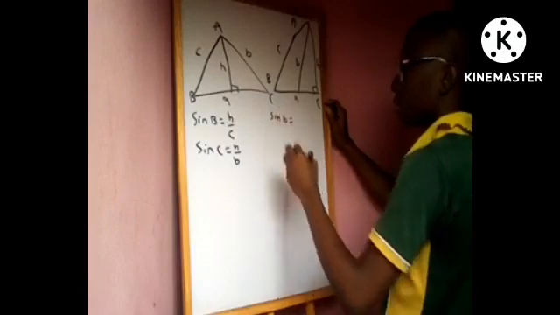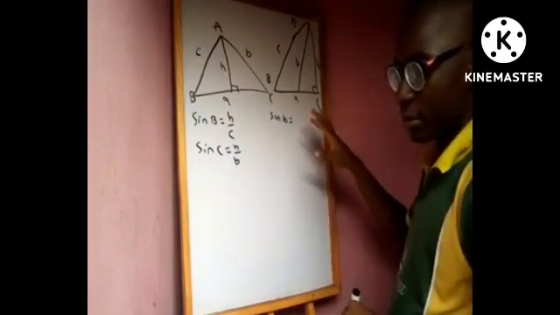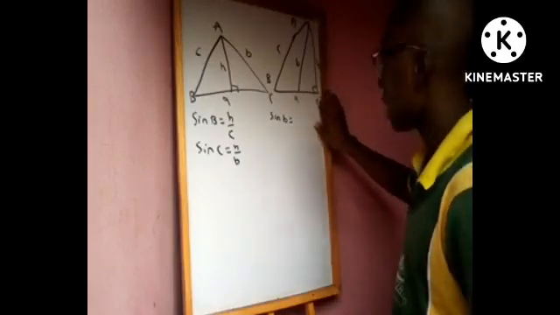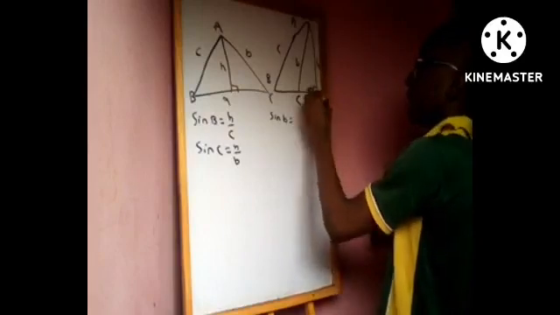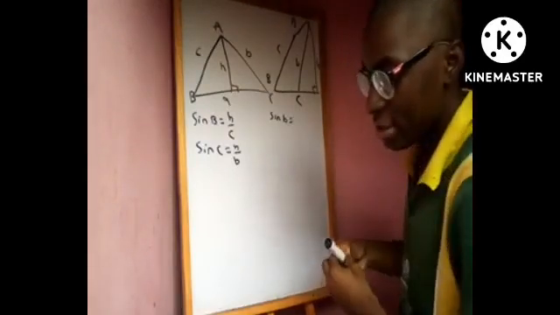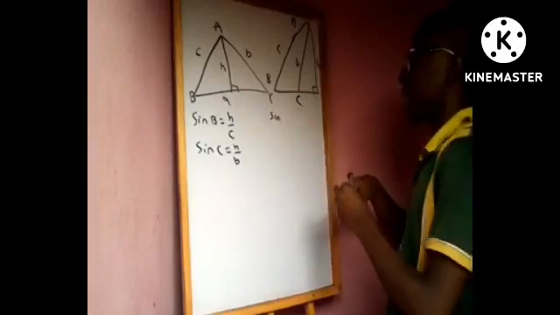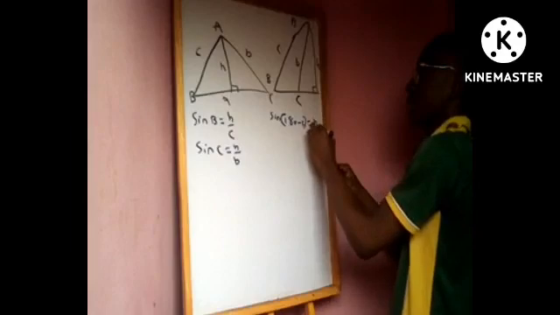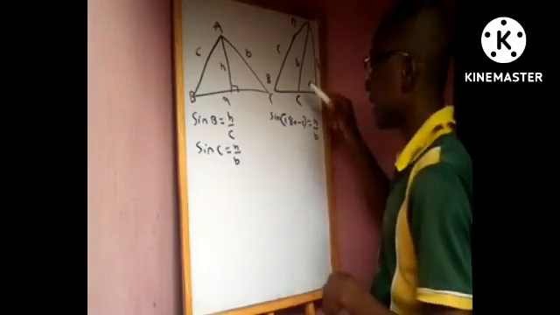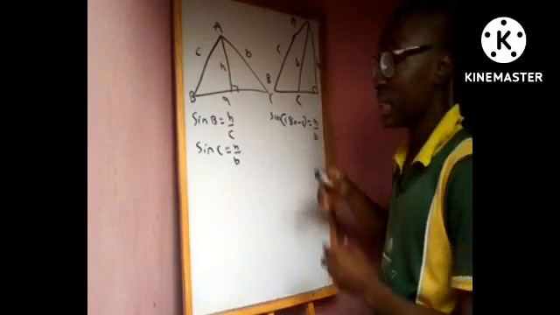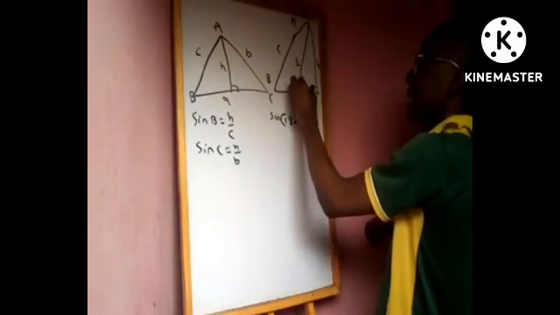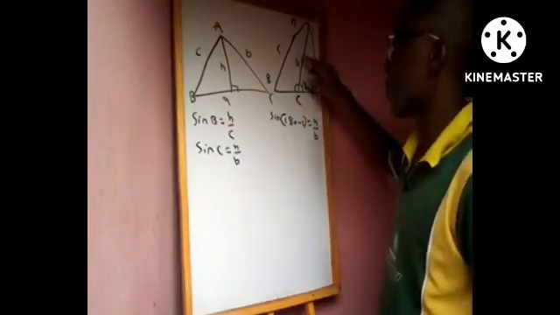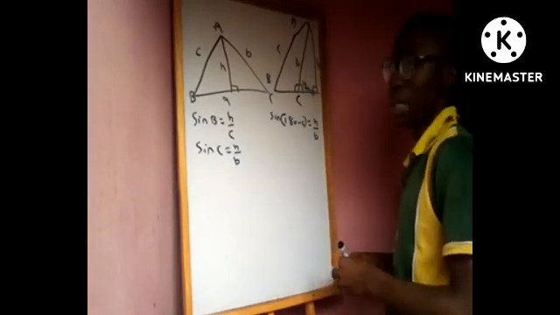For this triangle, we can say sine of 180 minus C is equal to H over B. The reason is that if this angle is C, then this other angle will be 180 minus C. So the sine of this angle here will be opposite over hypotenuse, that's H over B. So that's why it's the case.